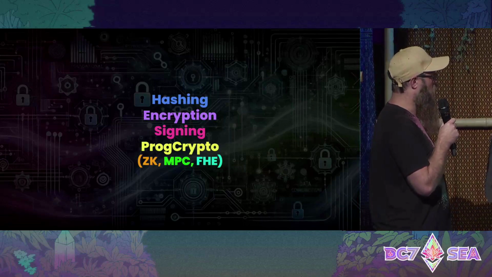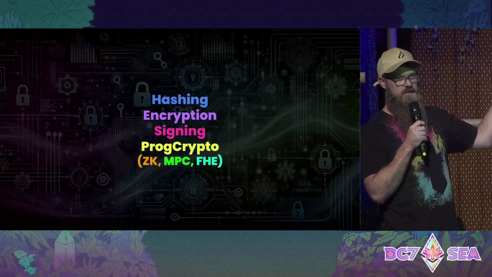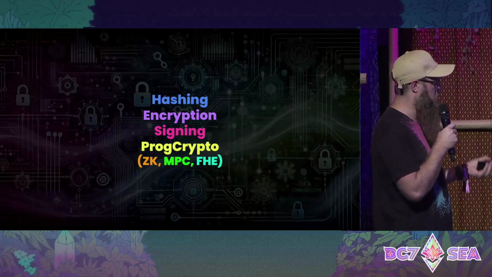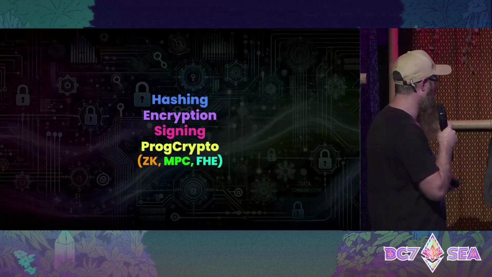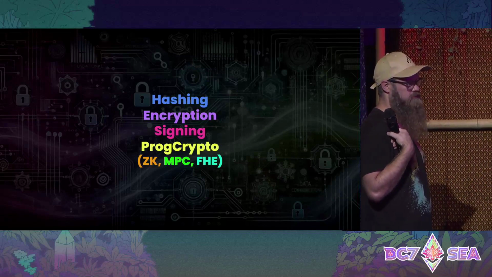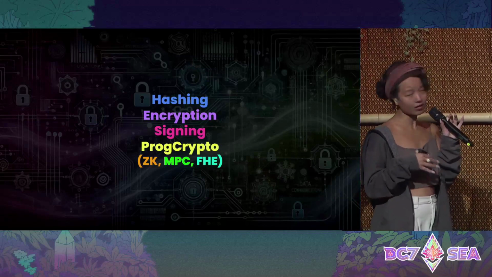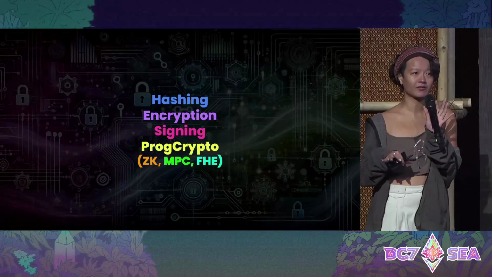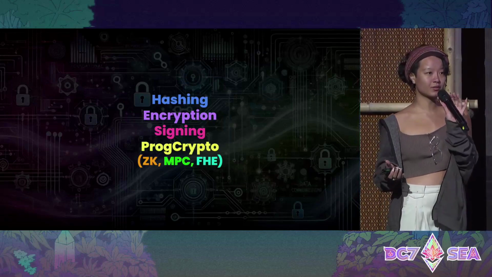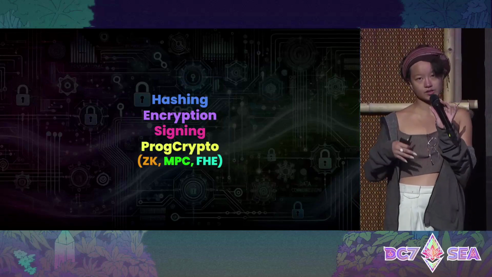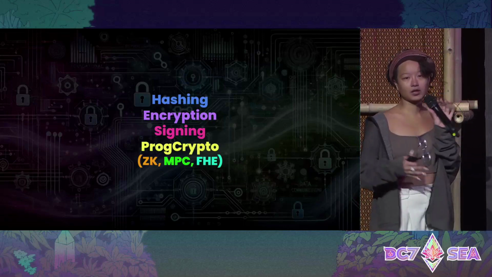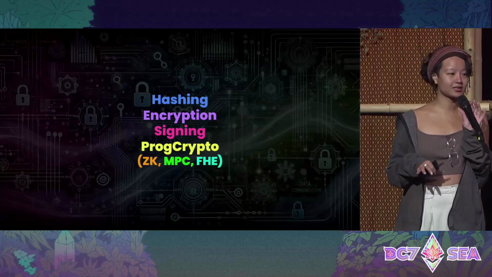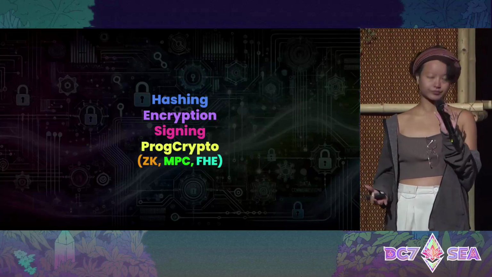So the topics we're going to go over are hashing, encryption, signing, and what we're now calling programmable cryptography, which is ZK, MPC, and FHE. And you can kind of think of this breakdown as corresponding to the three properties that we discussed just now. So hashing is a primitive that's often used to provide integrity assurances. Encryption helps us to preserve confidentiality, and signing is a way to provide authenticity.